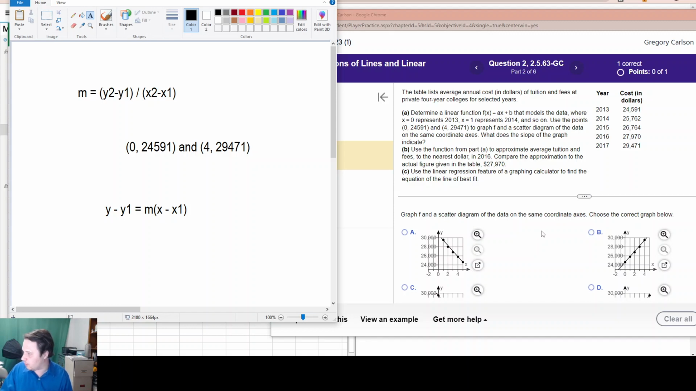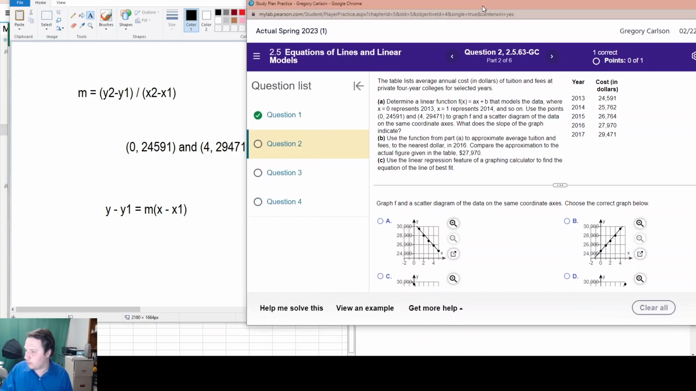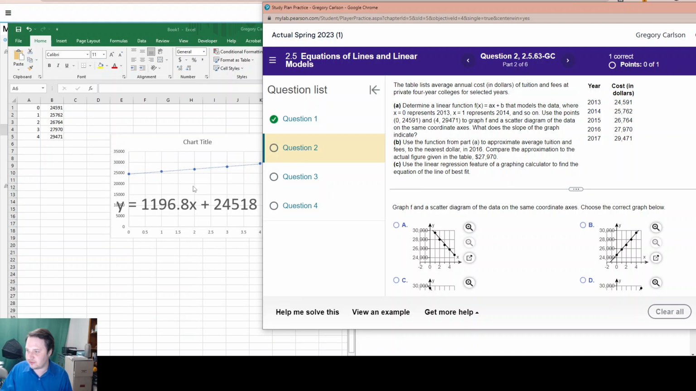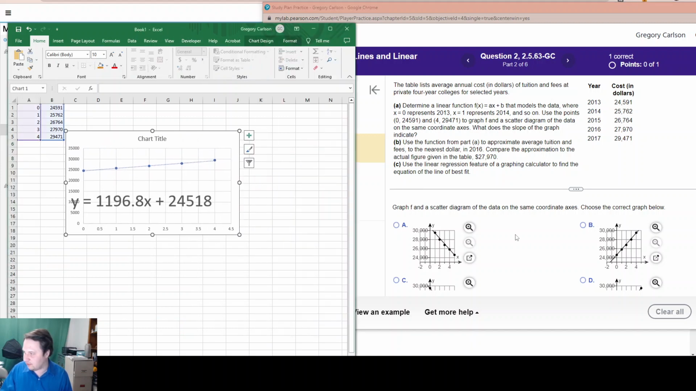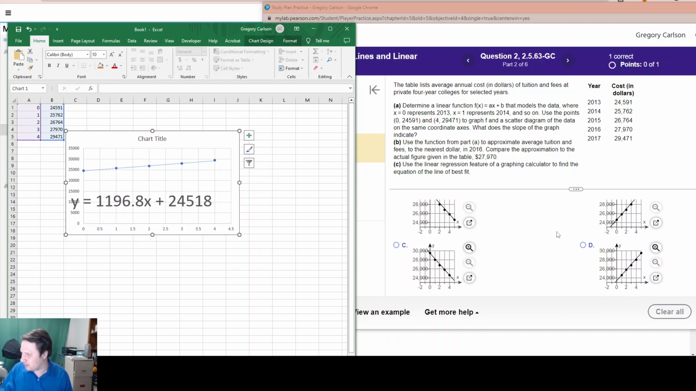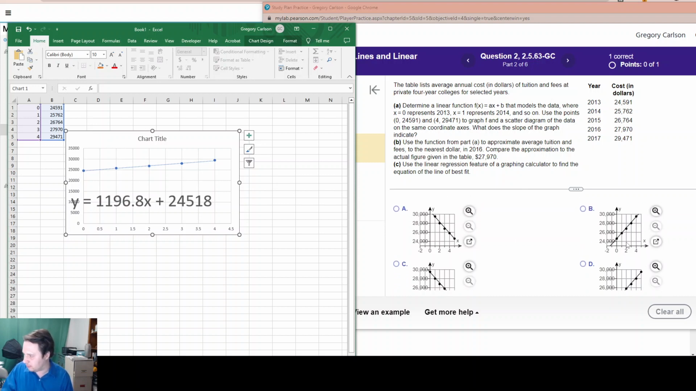Graph it on the same coordinate axis. So here's where we can use Microsoft Excel. You can see that the graph should kind of look like this, except that they're playing with their axes. So this is bad practice because the y-axis does not start at 0. As you can see, my 2 axes both start at 0, but they start at 24,000. That's really bad practice, and so once again, MyLabs Plus is not good. However, we can see that the slope is positive, so it's either going to be B or D.